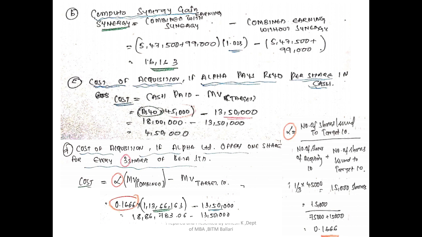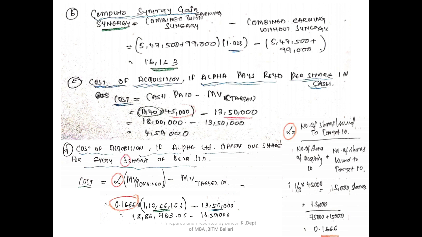Fine. Sub question C: calculate the cost of merger if Beta Limited is paid cash of rupees 40 per share. This is a little tricky. This is a new thing that we are learning here. What is the cost of acquisition for an acquiring company if they pay rupees 40 per share in the form of cash rather than exchange of shares? Cost can be calculated by taking the cash paid minus the market value of the target firm. How much we have been paying, and in return how much we have been getting.